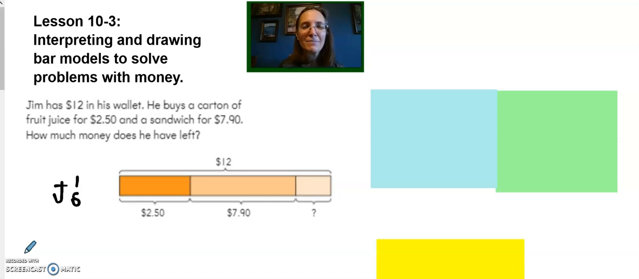Interpreting and Drawing Bar Models to Solve Problems with Money. I love decimals because they're part of our place value system. I love bar models because they're getting us to think the way that we think in algebra, like math detectives. So I've got 4 problems here to do with you to just give you some reminders on how this goes.